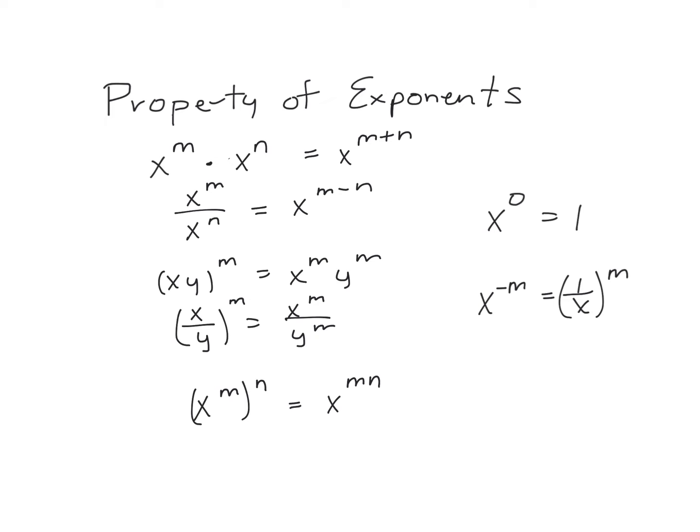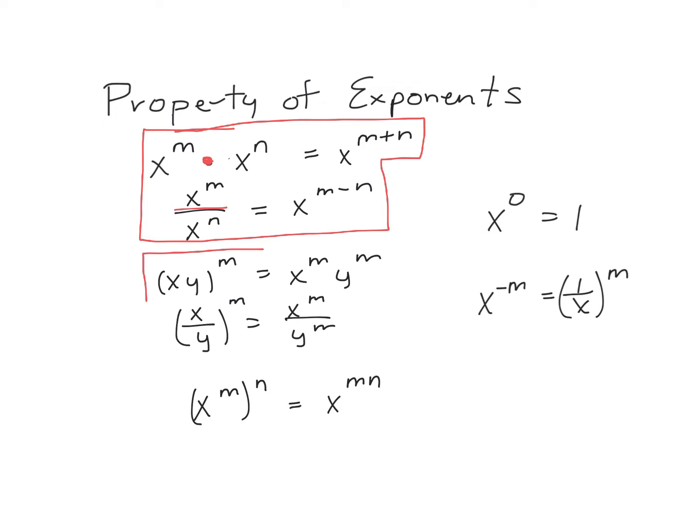Remember these two properties right here when the bases are the same. When the bases are the same and you are multiplying exponents, you're going to keep that base and add the exponents. When you are dividing two numbers with the same base, you're going to keep that base and subtract the exponents.